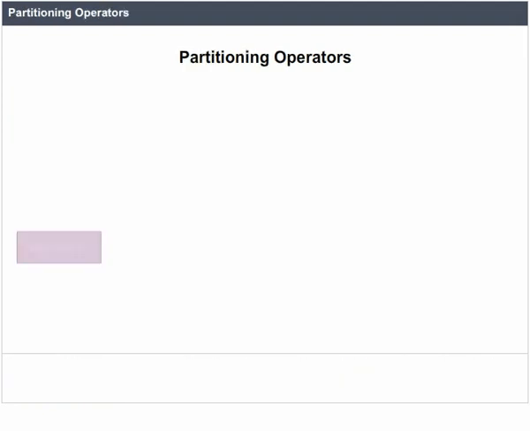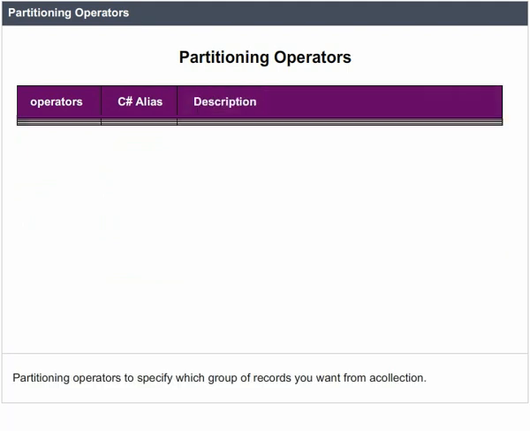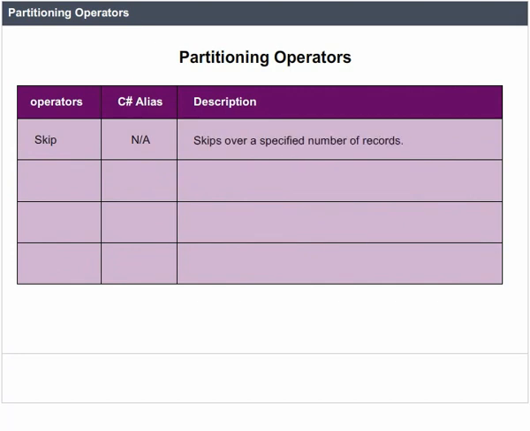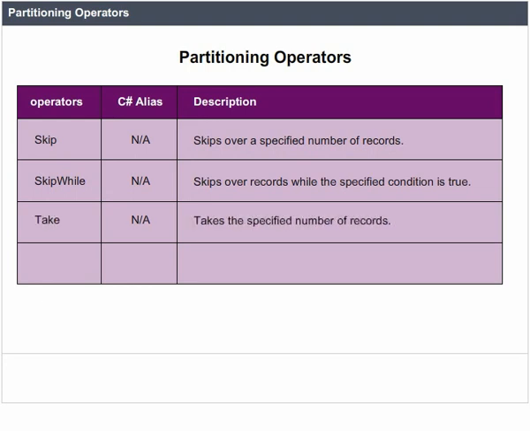Partitioning operators. Partitioning operators specify which group of records you want from a collection. Skip skips over a specified number of records. SkipWhile skips over records while the specified condition is true. Take takes the specified number of records. TakeWhile takes records while the specified condition is true.